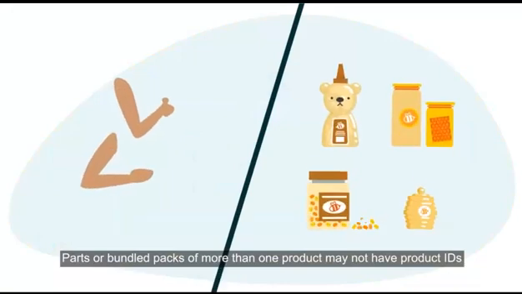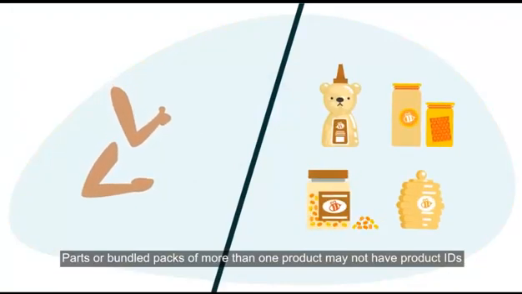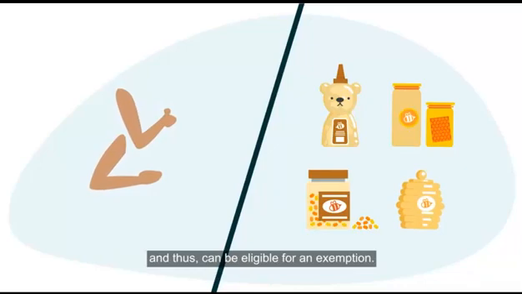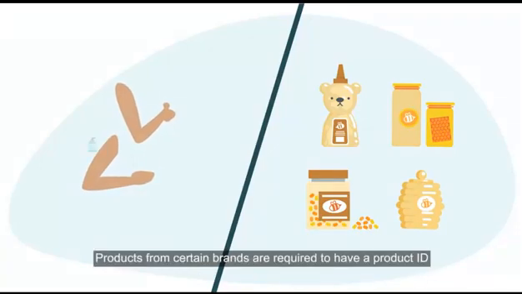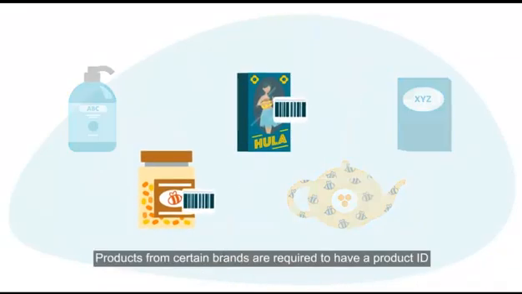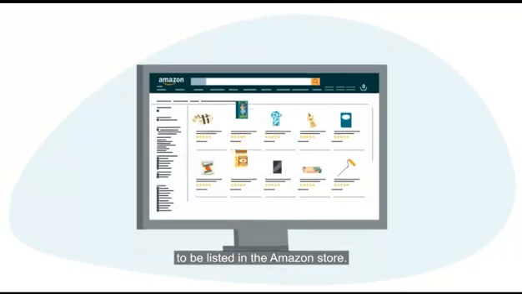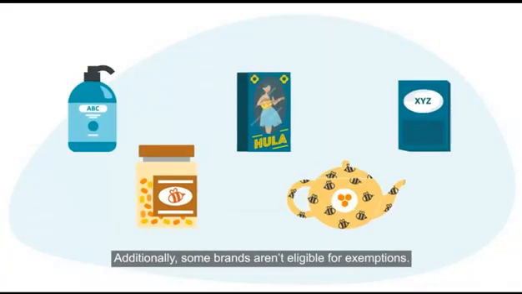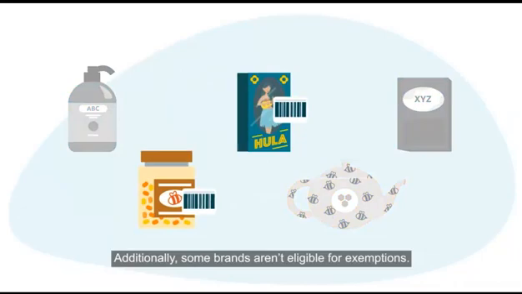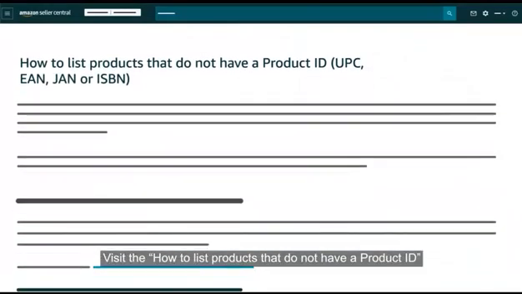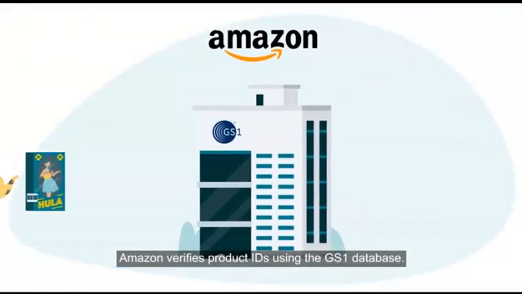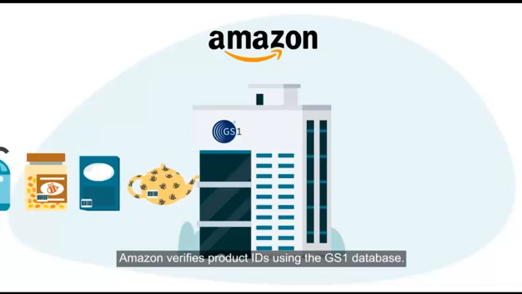Parts or bundled packs of more than one product may not have product IDs and thus can be eligible for an exemption. Products from certain brands are required to have a product ID to be listed in the Amazon store. Additionally, some brands aren't eligible for exemptions. Visit the How to List Products That Do Not Have a Product ID help page for a full list of ineligible brands.